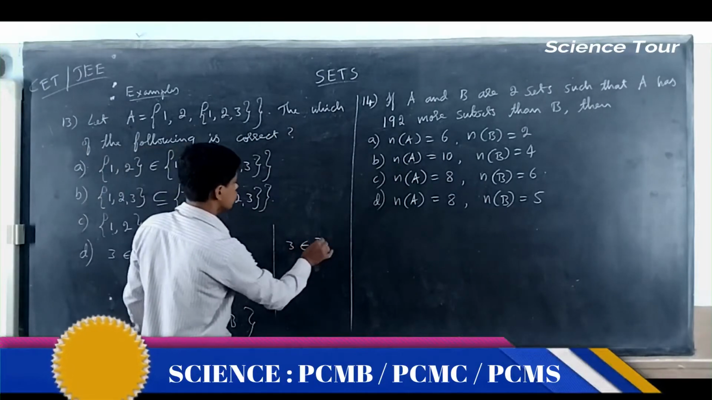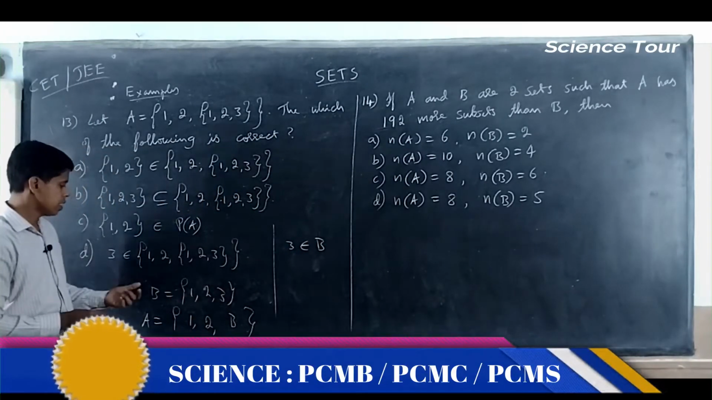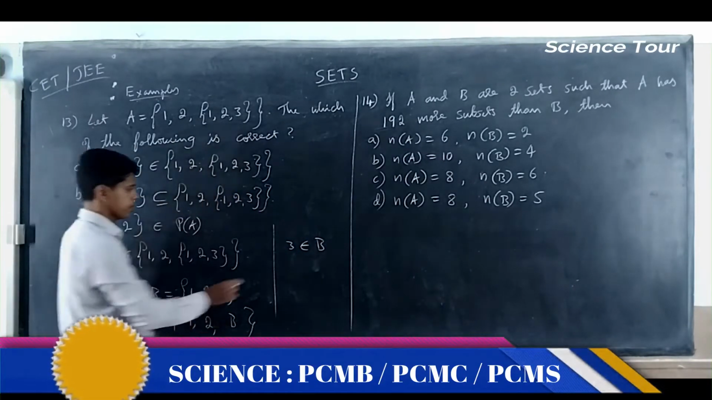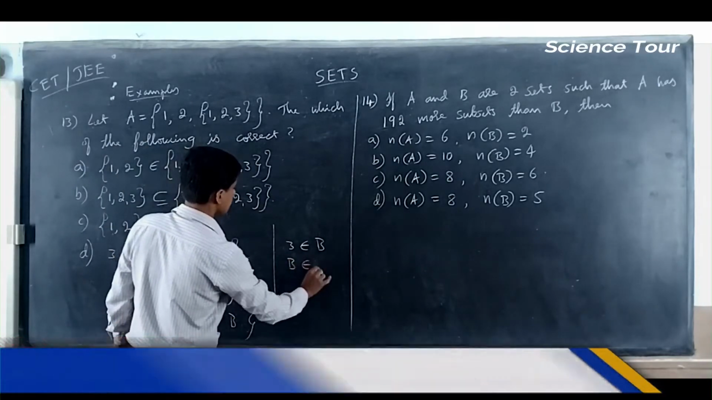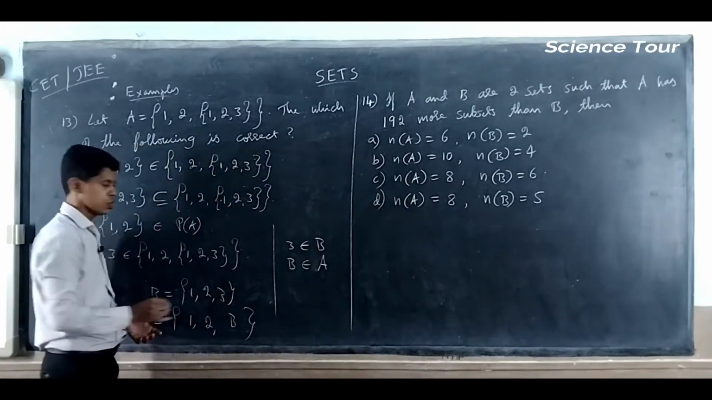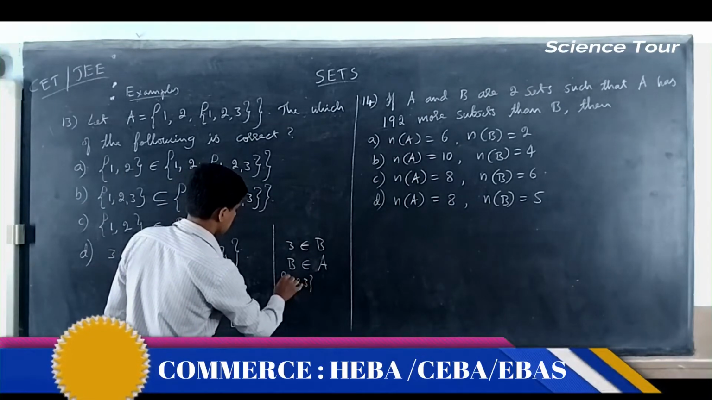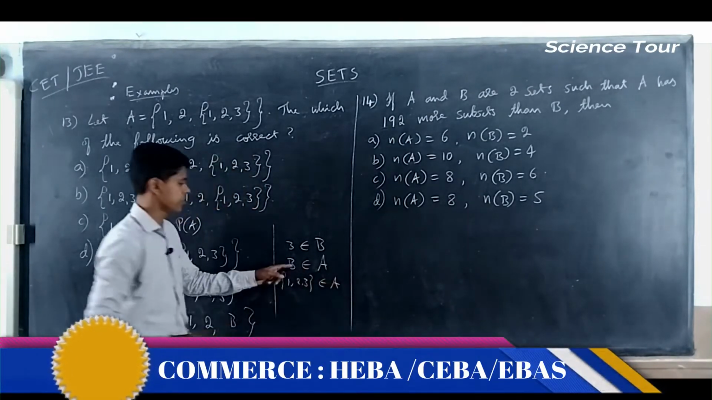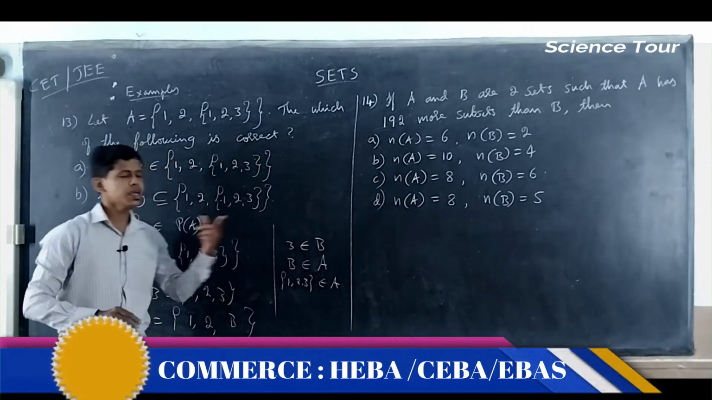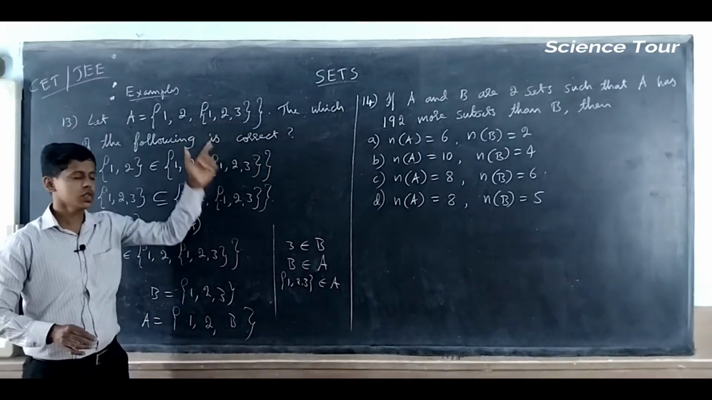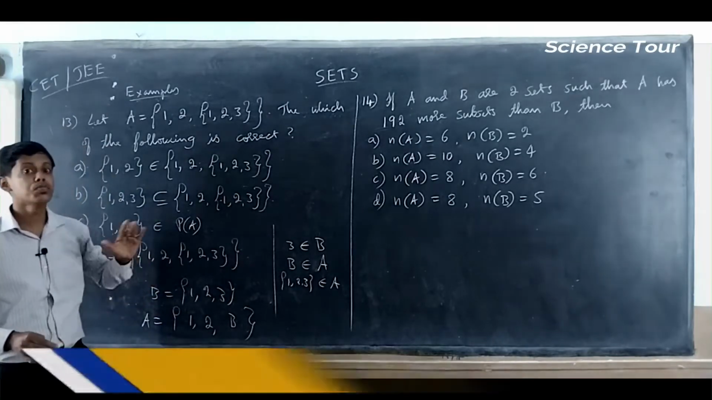So 3 belongs to B. And you can say that B is an element of A. You can always replace this B, so that doesn't make any difference. So still this is an element of A. This is an element of A. So therefore it belongs. Elements belong.